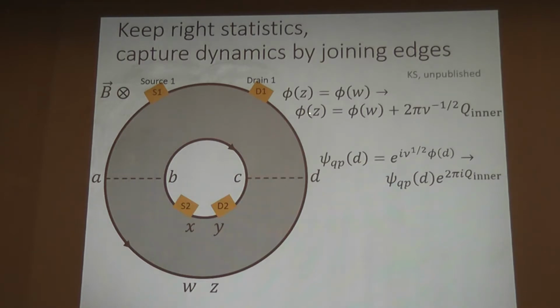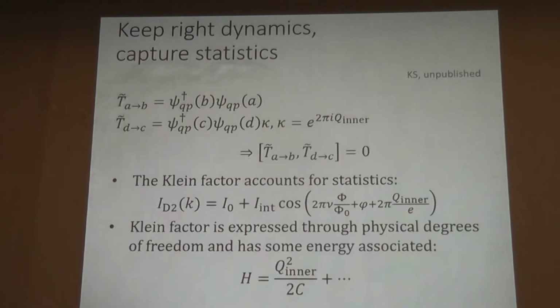So I have this boundary condition now for Z and W fields, but before I had just continuous transition. Therefore, if I want to express the new operators in terms of old fields, I need to redefine the quasi-particle at D by this exponent. And so effectively I've introduced a Klein factor of this form, and one can check that yes, the tunneling operators do commute now.